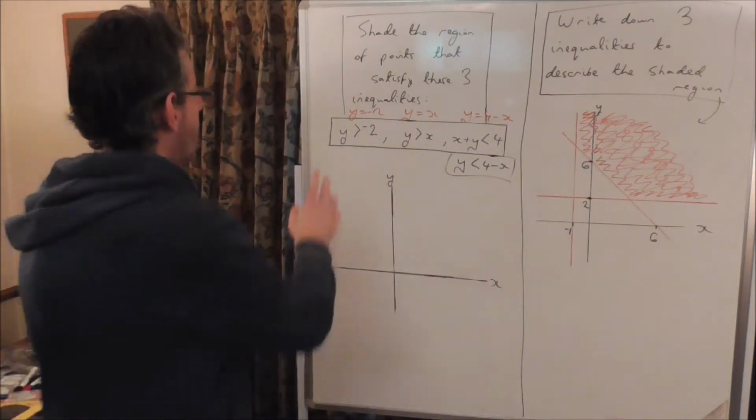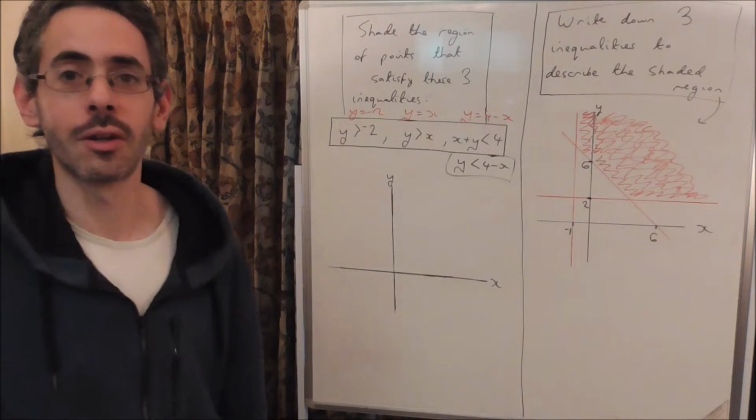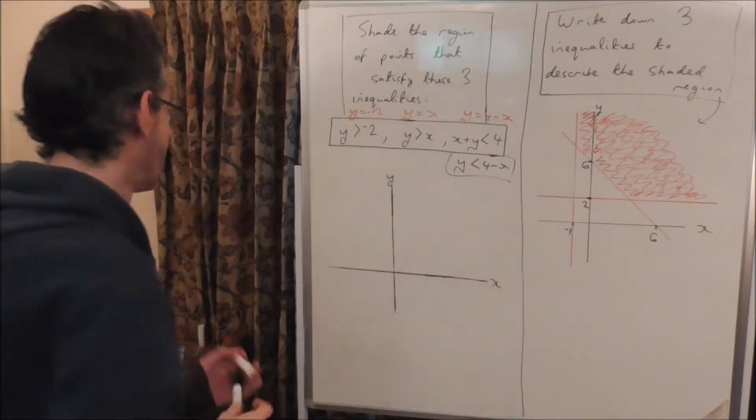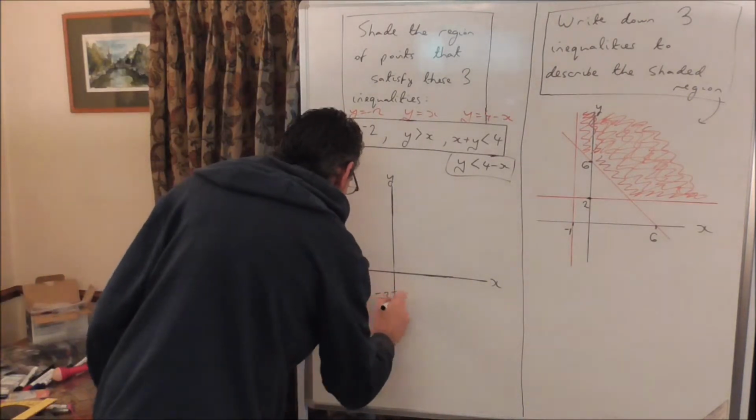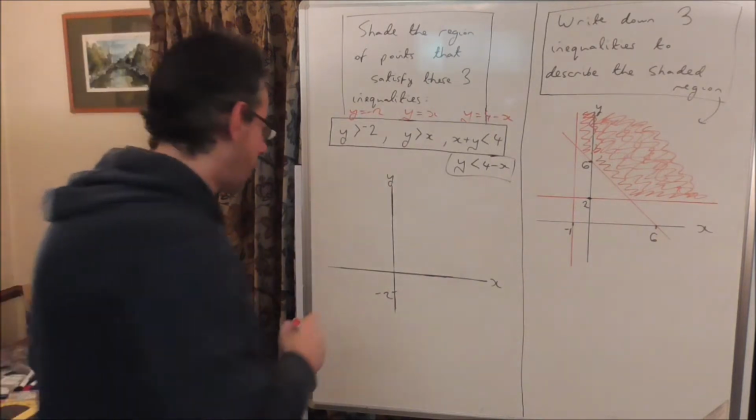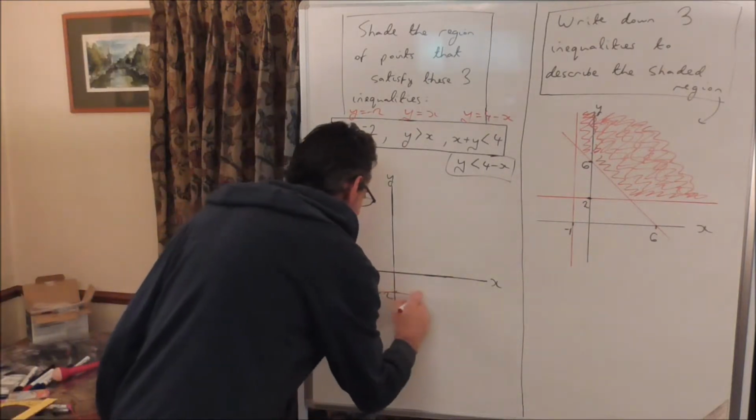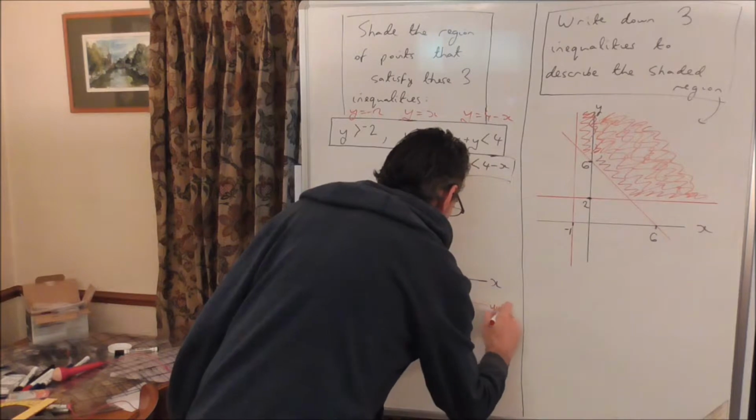So starting with y equals minus 2. So what does that line look like? Well, it's just a horizontal line through minus 2 on the y-axis. The line where all the y-coordinates are minus 2.